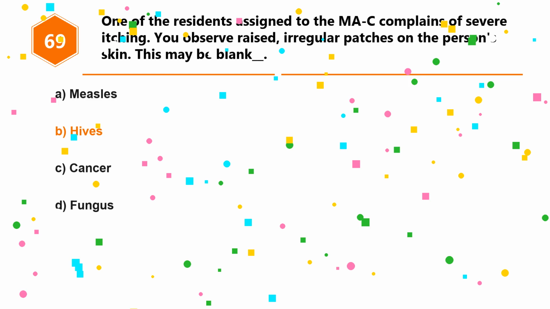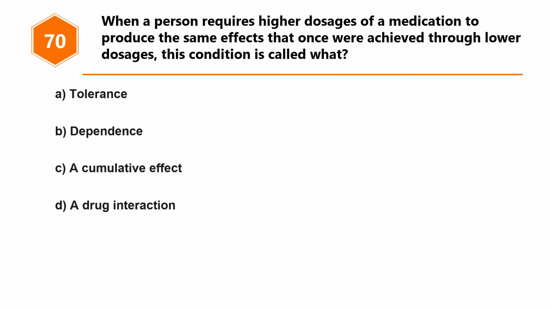The correct answer is option B, hives. Question 70. When a person requires higher dosages of a medication to produce the same effects that once were achieved through lower dosages, this condition is called what? Option A, tolerance. Option B, dependence. Option C, a cumulative effect. Option D, a drug interaction.